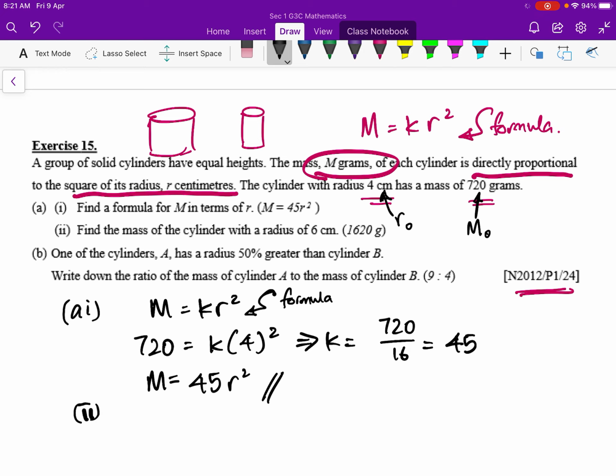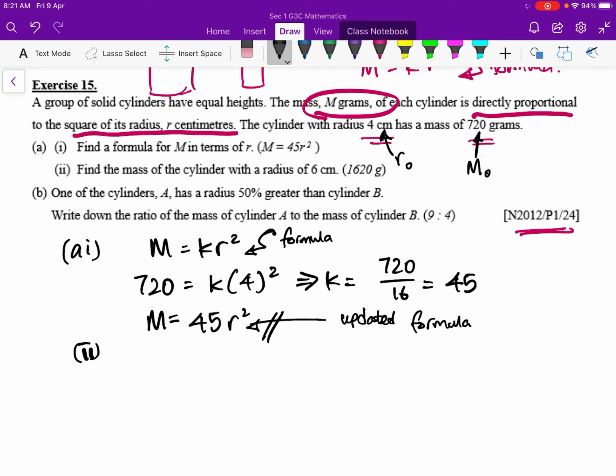This is now our updated formula, which we are going to be using. So find the mass. Mass equals 45, the radius 6, and you square it. I'm just going to copy down the answer, 1620 grams.